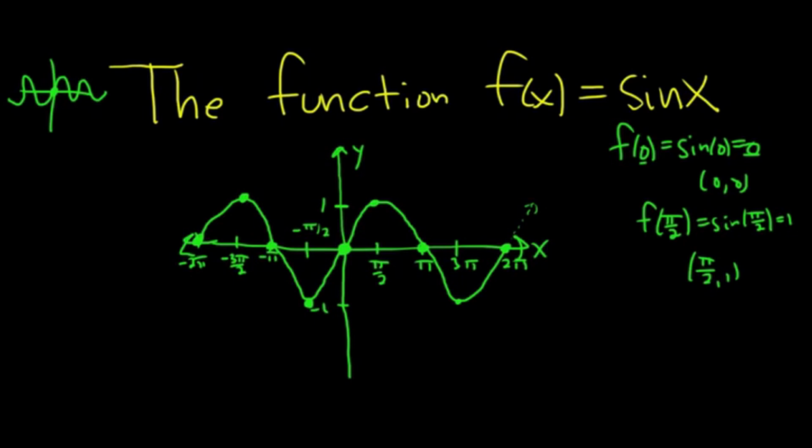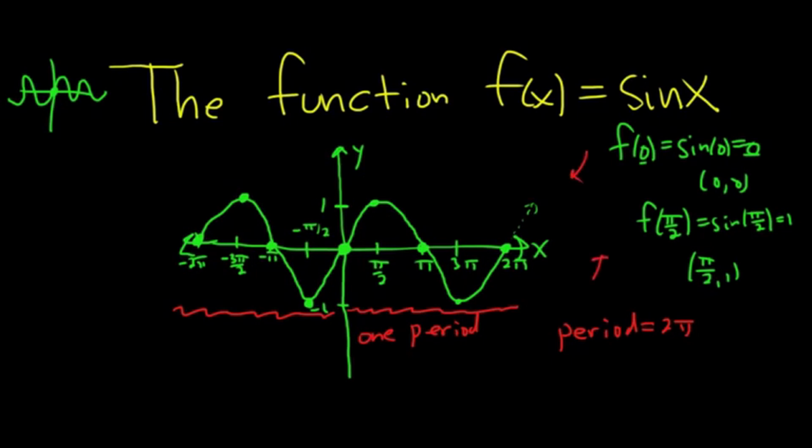What's important about this graph? Well, first of all, it repeats. Every 2 pi it repeats. Notice this here is a mirror image of this here. This is called the period. This is one period, so the period of sine is 2 pi. Every 2 pi, the graph basically repeats. If I were to draw it over here, it would look exactly the same. It's a wave function that just repeats itself over and over again.